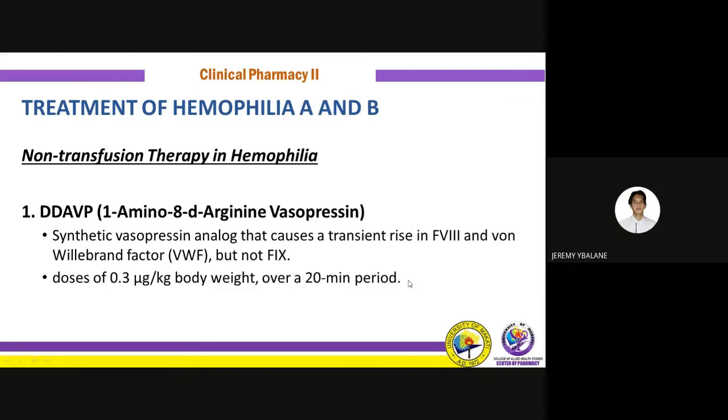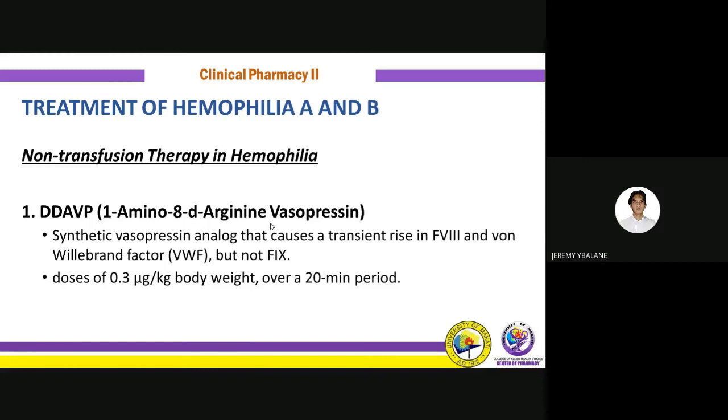Good day everyone. I'm going to discuss the treatment of hemophilia A and B. The treatment was classified into two: the non-transfusion therapy and the transfusion therapy. For the non-transfusion therapy in hemophilia, first we have 1-amino 8 D-arginine vasopressin, or DDAVP. It is a synthetic vasopressin analog that causes a transient rise of factor VIII and von Willebrand factor, or VWF, but not factor IX.